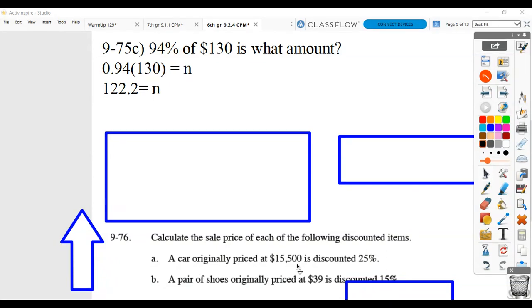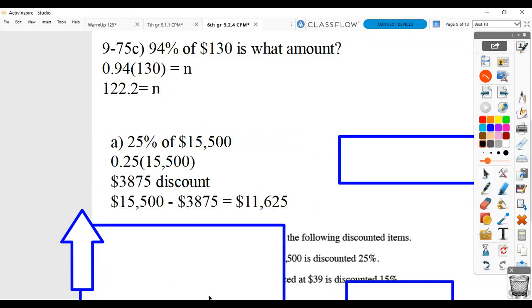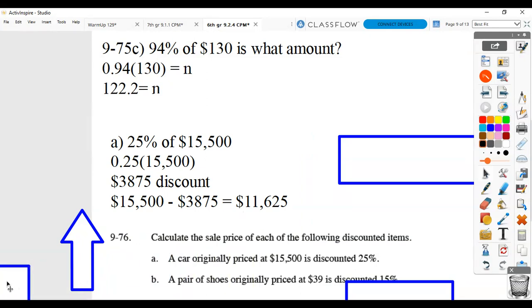So a car originally priced at 15,500 is discounted 25%. So what I did first is I figured out what is 25% of 15,500. 25% would change to a decimal, of means multiply by 15,500. When I put those in the calculator, I get $3,875.